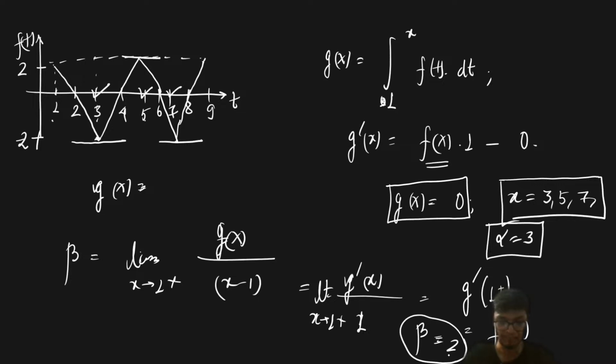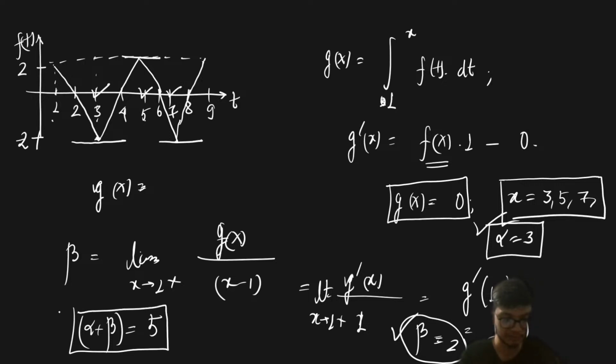I hope this is clear, right? So once we have alpha and beta, the correct answer to the problem, that is alpha plus beta, is equal to 5. I hope you all are getting the answer as 5. Do let me know if you are getting the answer as 5. Are you all getting the same answer?